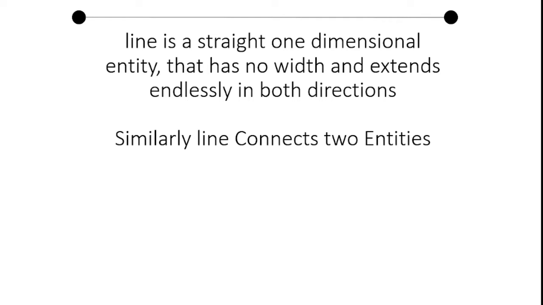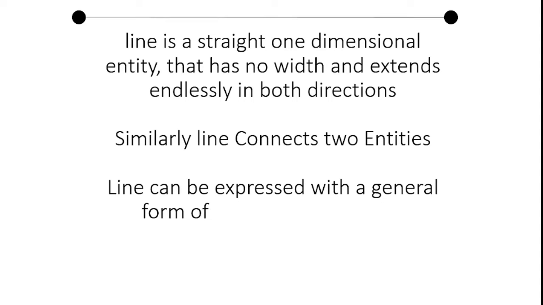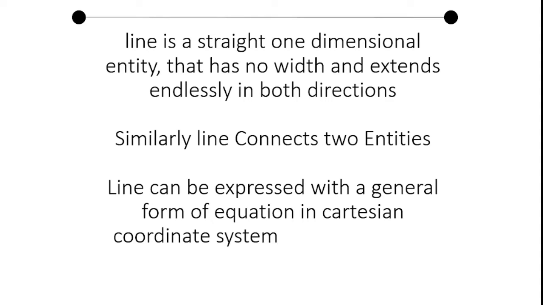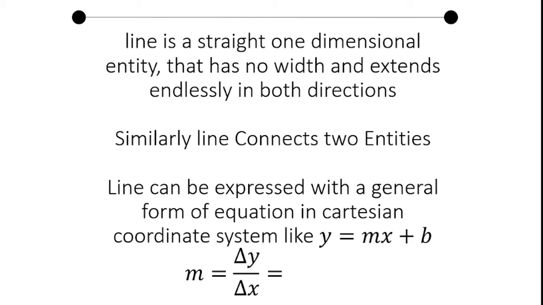Similarly, a line connects two entities like those points, and a line can be expressed with a general form of equation in the Cartesian coordinate system: y is equal to mx plus b. Here m is the slope of the line, so m is equal to delta y by delta x. Delta y means the change in length on the y axis, and delta x is the change on the x axis, which can be determined from y2 minus y1 as delta y, and x2 minus x1 as delta x. Likewise, we can identify the slope.